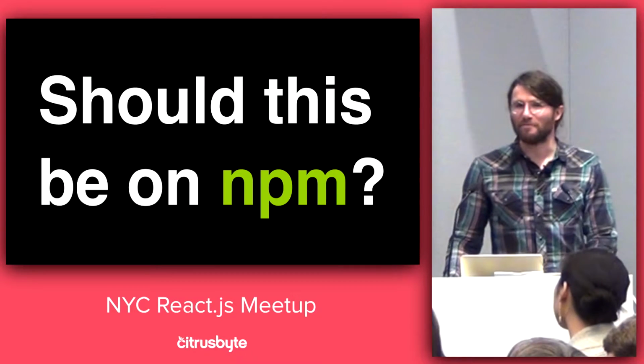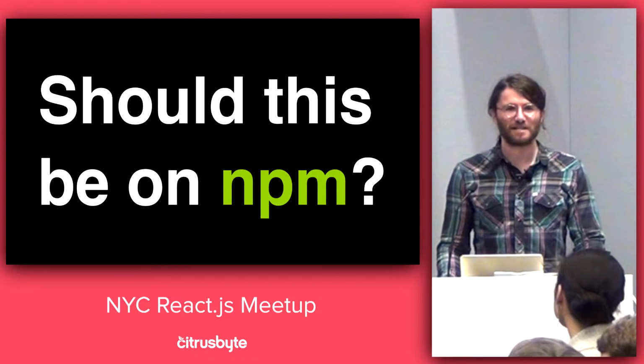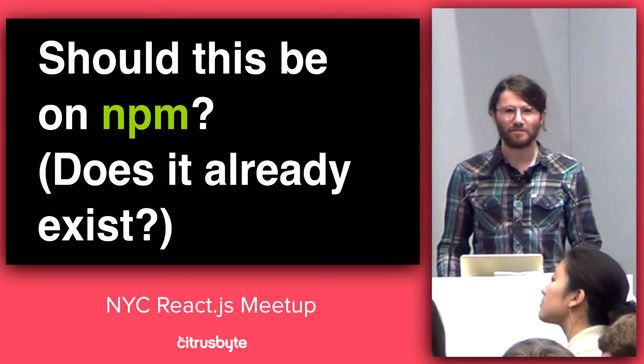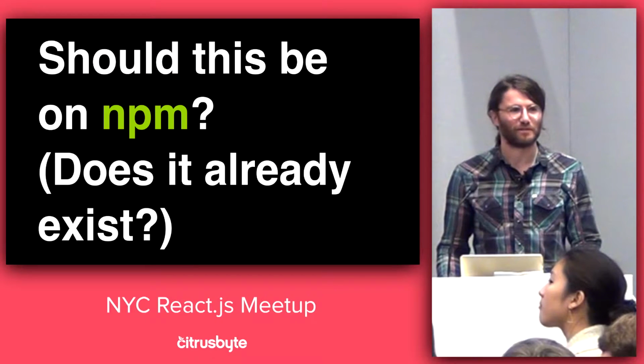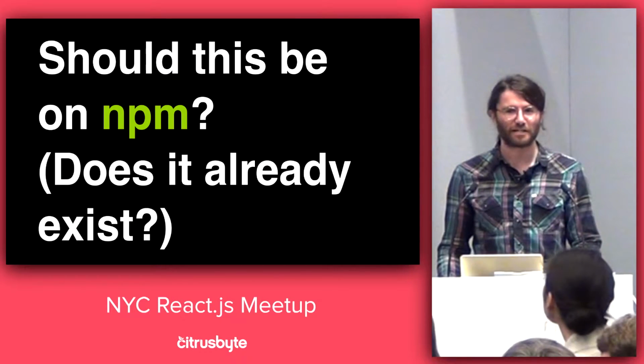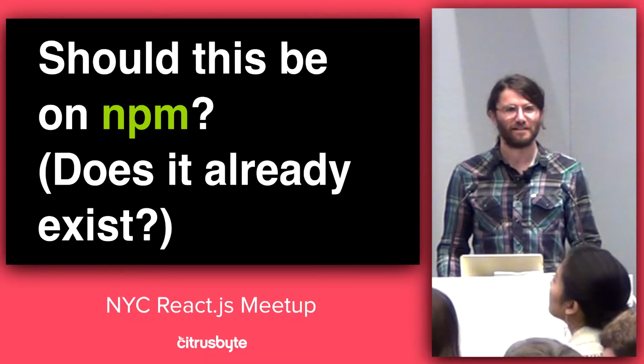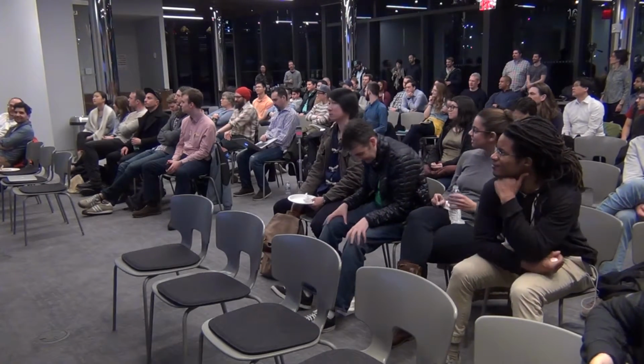Should this be on NPM? Question for all of you. Is this something that you think would be useful to other projects, or does it already exist on NPM and I didn't know about it? Some kind of React flowchart or React flow, or... you're a quiet bunch. It should be on NPM, someone shouted meekly.